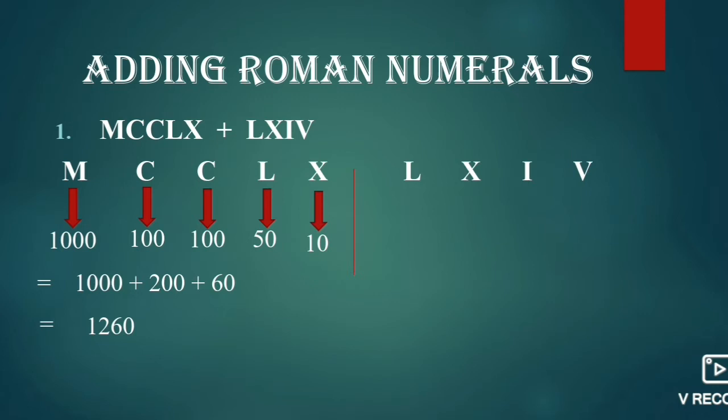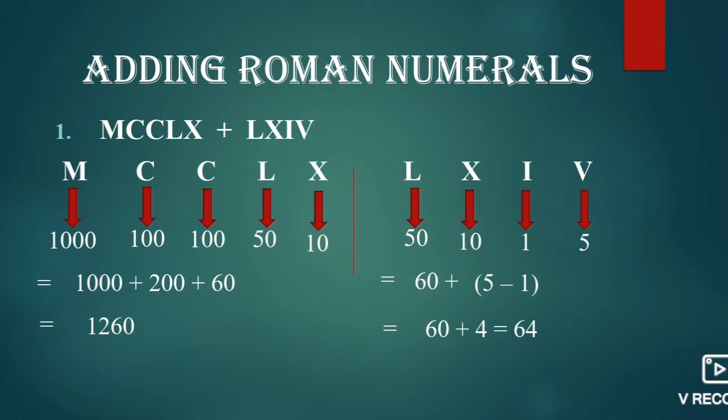Now, let us find the value of LXIV. The value of L is 50. The value of X is 10. The value of I is 1. And the value of V is 5. Now, 50 plus 10 gives 60. And 1 is lesser than 5. So, we can subtract 1 from 5. So, 5 minus 1 is 4. So, 60 plus 4, 64. So, the value of LXIV is 64.